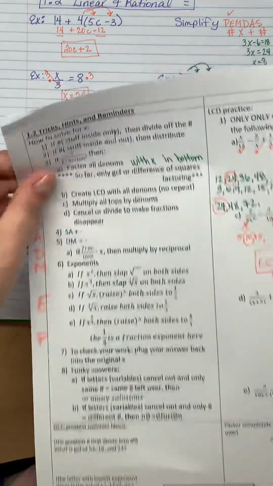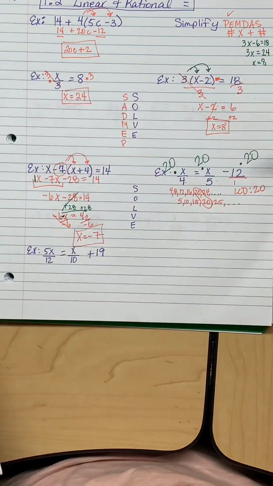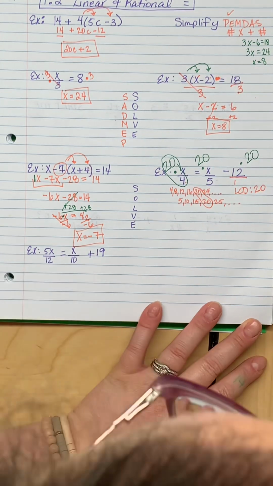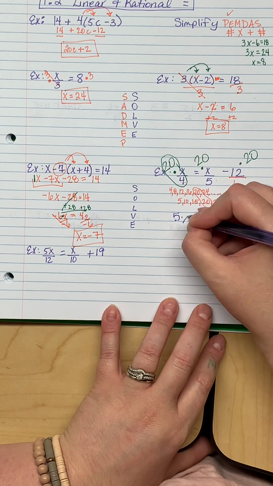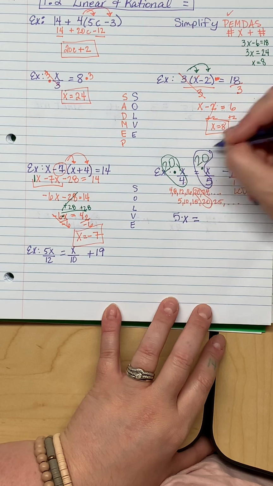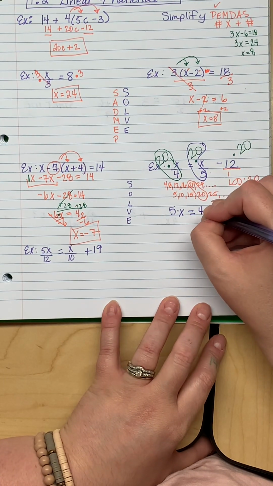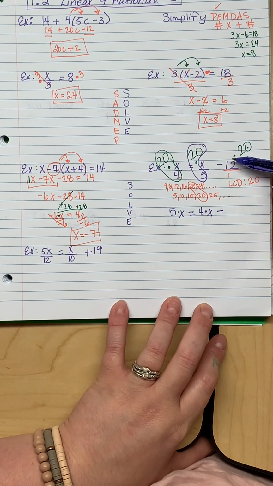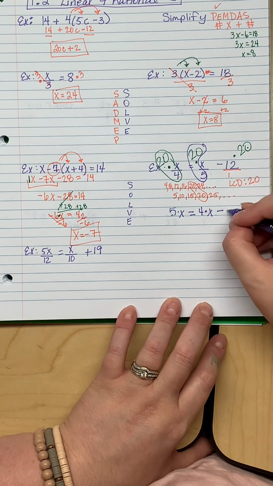This is a trick. And then part D says cancel or divide to make the fractions disappear. So this is when we get to do magic. 20 divided by 4 is 5. And there's still a times X up there. Then we have an equal sign. Then 20 divided by this 5 is 4 times X, minus 20 divided by 1 is still 20, times 12 is minus 240.